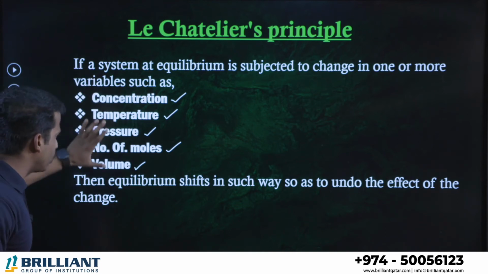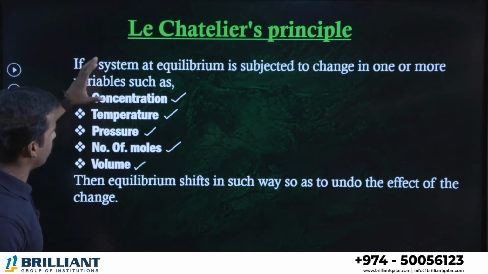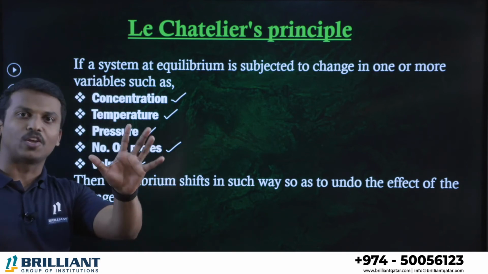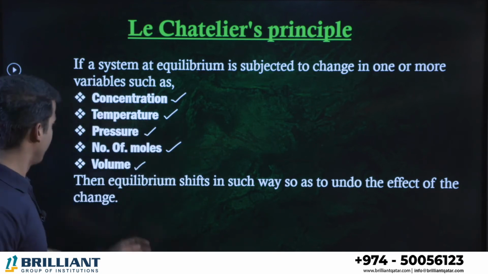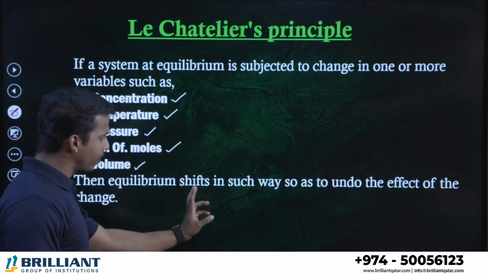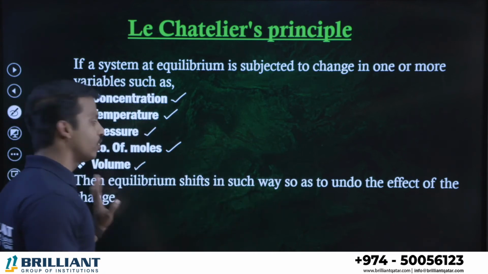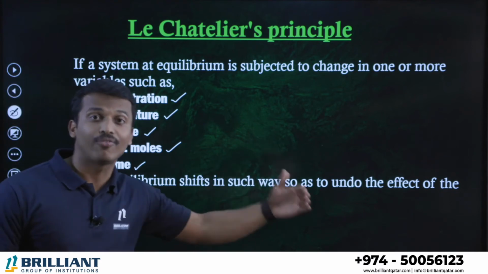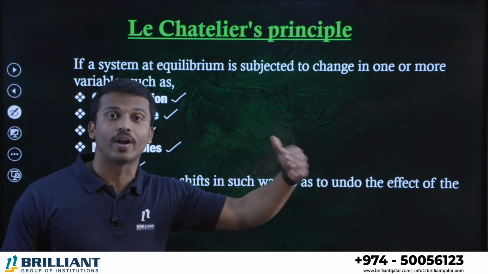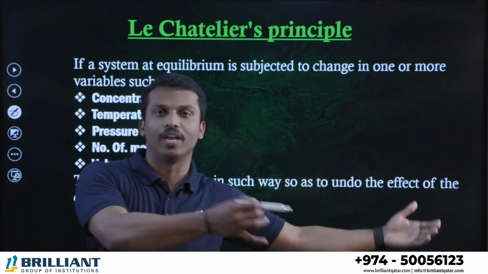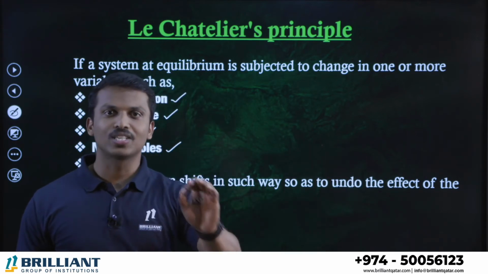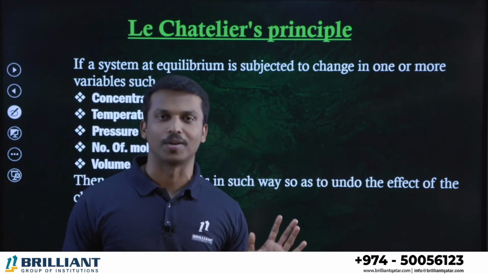So when you make any changes in this parameter, definitely the equilibrium gets disturbed. So what happens? Then the equilibrium shifts in such a way so as to undo the effect of the change, means to nullify, to cancel the change, and that is needed to become a new equilibrium. Alright, this is called Le Chatelier's principle.